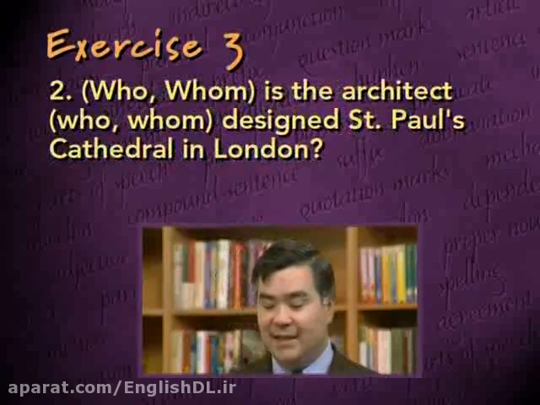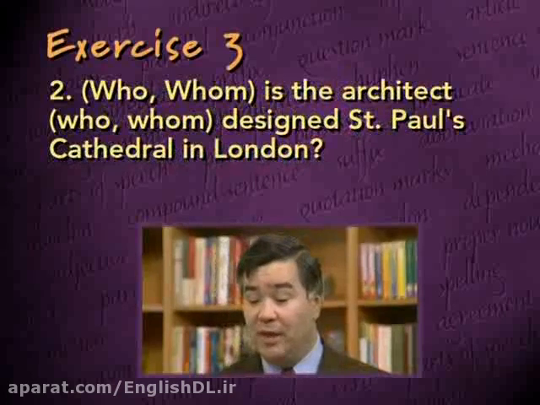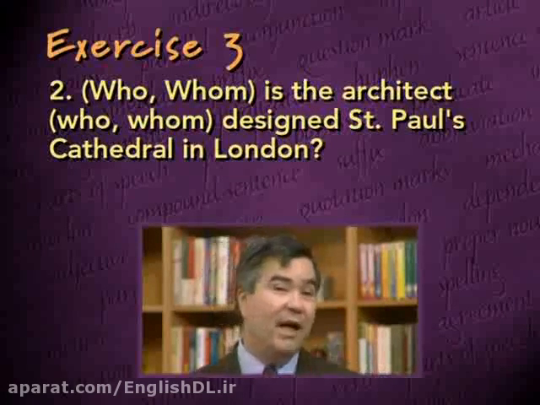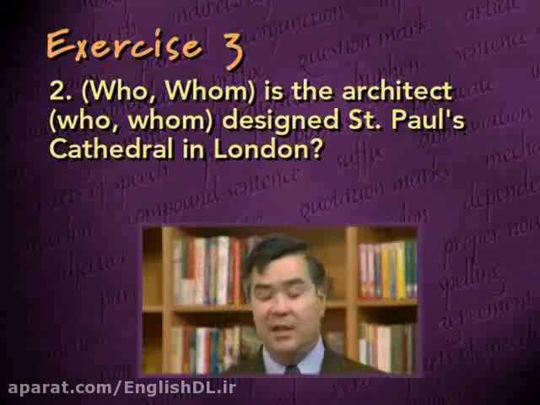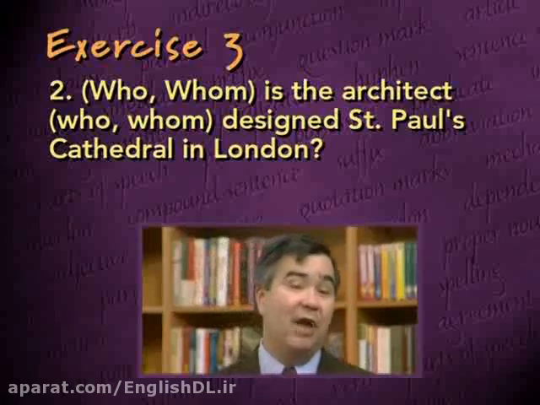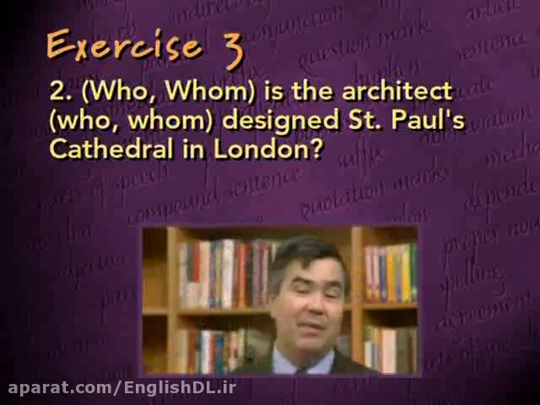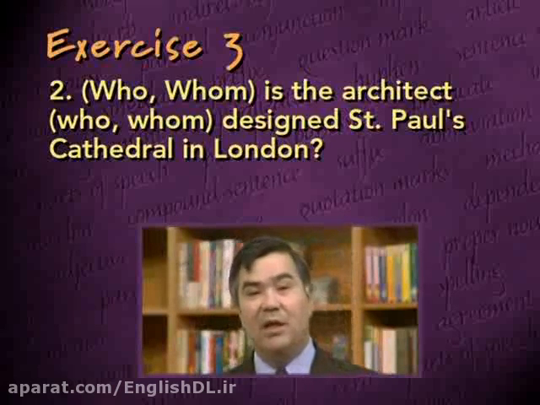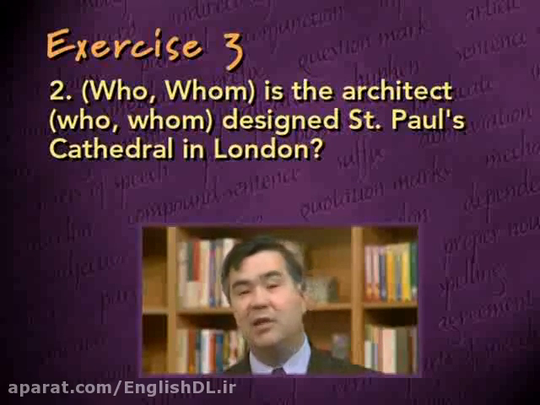Let's look at our next sentence. Who or whom is the architect who or whom designed St. Paul's Cathedral in London? Here we have the pronoun who and whom being used twice in the sentence. The first time it's being used as an interrogative pronoun to introduce the question. The second time it's being used as a relative pronoun to introduce the subordinate clause. In both cases, who turns out to be correct.